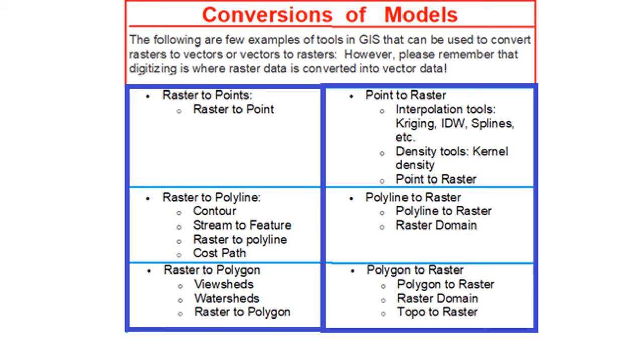Okay, point to raster: interpolation tools, kriging, splines, density tools, they come under point to raster. Polyline to raster. This is also data conversion. Polygon to raster. Polyline is different, polygon is different. Polyline has a length only, while polygon has area, that is the whole connected area.